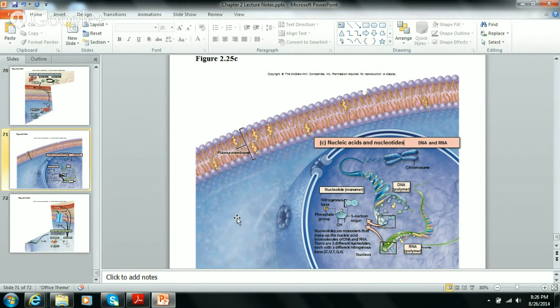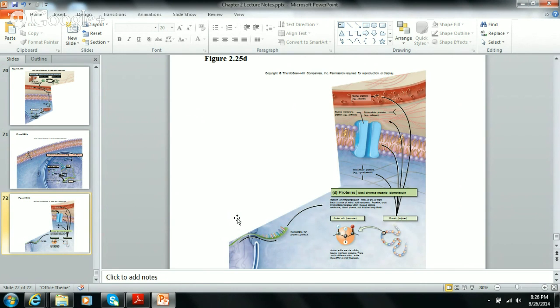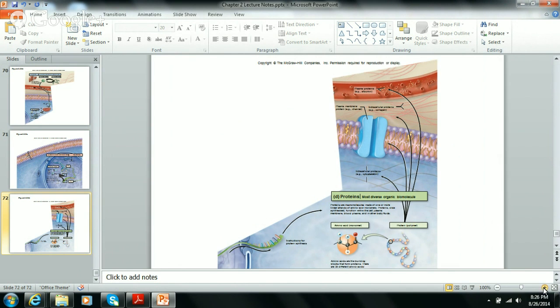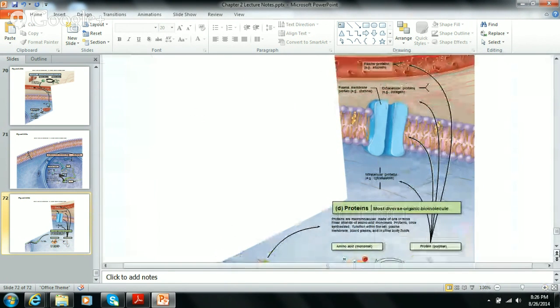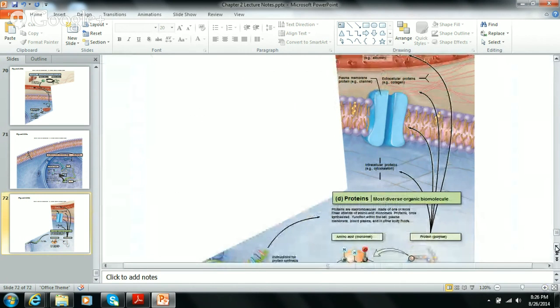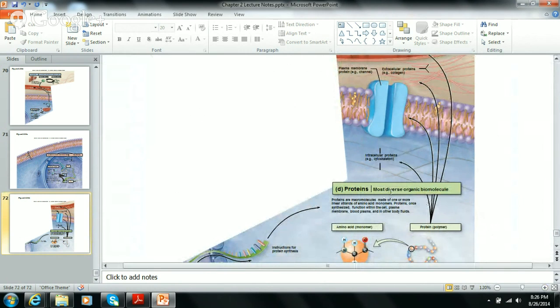And then the last one is protein, and the protein, as I told you before, can be used for a number of different things. As you can see here in the image, this is figure 2-25D, and when you look at this picture, if you zoom in on it a bit, you can see what the protein is being used for. It's being used for numerous different things. Notice that it's the most diverse organic molecule because proteins can be broken down into amino acids, and amino acids can be used for so many different things at any given time.